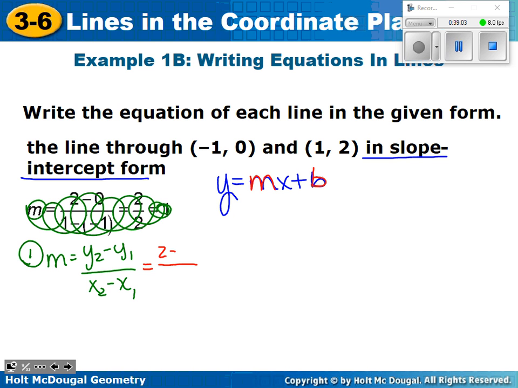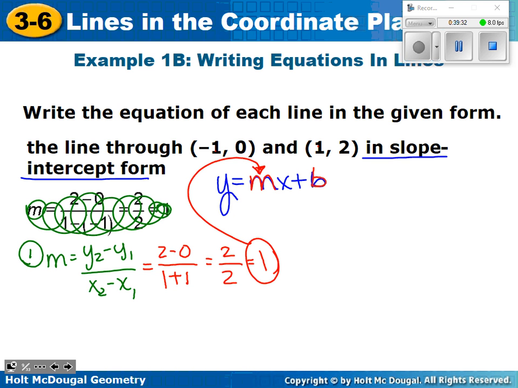2 minus 0. Make sure you're doing y minus y over x minus x. 1 plus 1, because it's going to be 1 minus a negative, which is a plus, right? And that gives us 2 over 2, which reduces to 1. Okay, so the first thing we know is our slope is 1, so we're going to plug that in in a few minutes. And then we need to find the y-intercept.